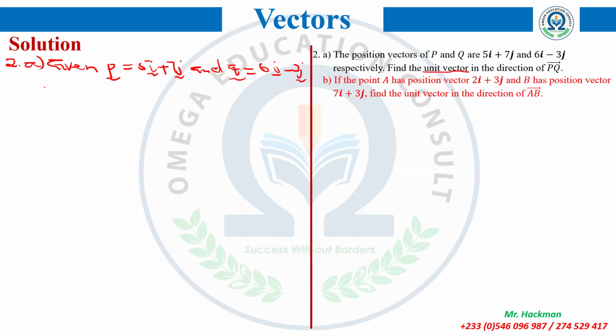Now we are finding the unit vector in the direction of PQ. So in this case, that's what we are supposed to find: the unit vector in the direction of PQ. So PQ cap, we know, will be equal to the vector PQ itself, don't forget your arrow, all over the magnitude of the vector PQ. All correct.